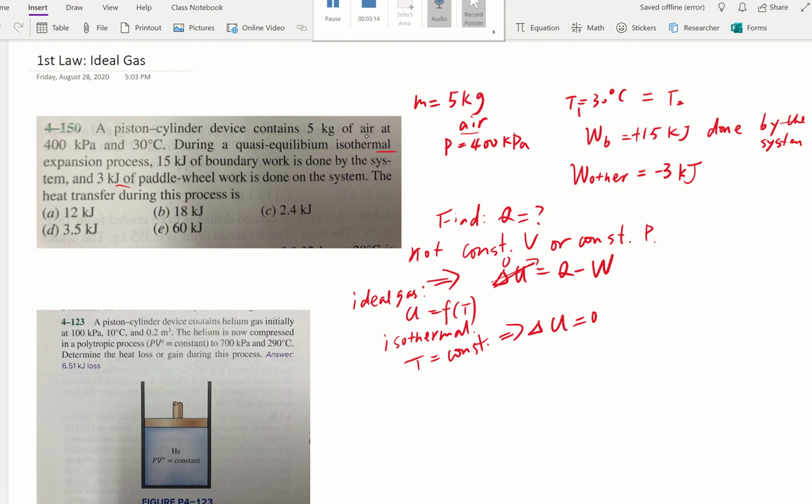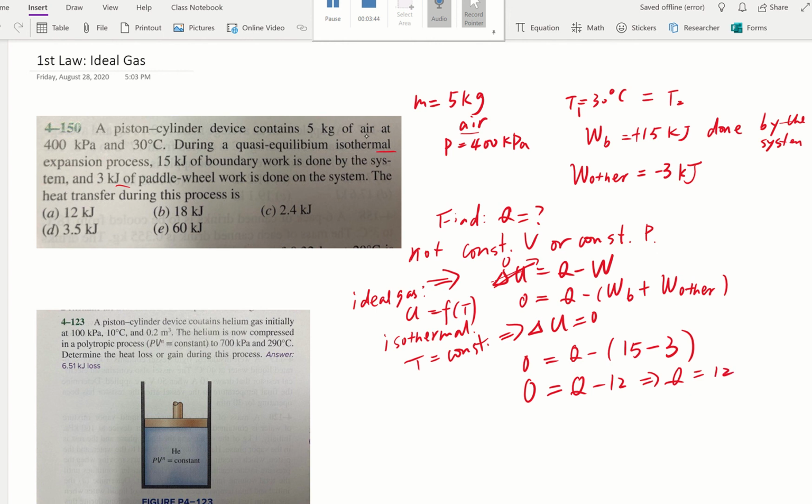Let's continue to write it down. So we'll have 0 equals Q minus the boundary work and the other type of work. Q minus boundary work, which is 15, positive, and the other type of work, based on sign convention, is negative, so it's minus 3. Then Q minus 12 equals 0. What do we find for Q? It's going to be 12 kilojoule. So this is how this problem is solved.